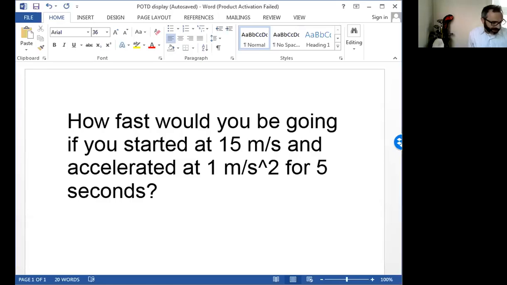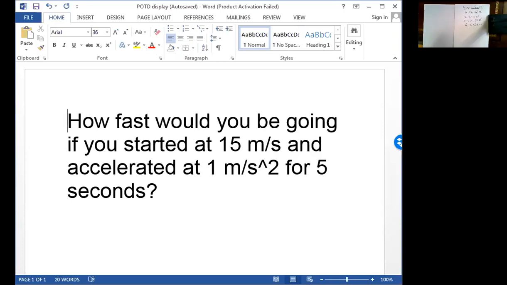Which is, how fast would you be going if you started at 15 meters per second and accelerated at 1 meter per second squared for 5 seconds? All right, so what do we have as far as givens in this problem? What do we know?